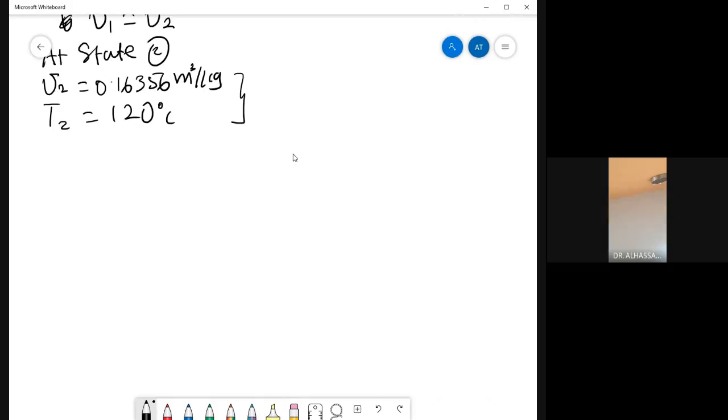So it seems to me that the final state is a saturated liquid vapor mixture. But however, we can determine that. Okay? So how do we do that? By simply determining Vf at 120 degrees Celsius, and then Vg at 120 degrees Celsius. So please give me these values.